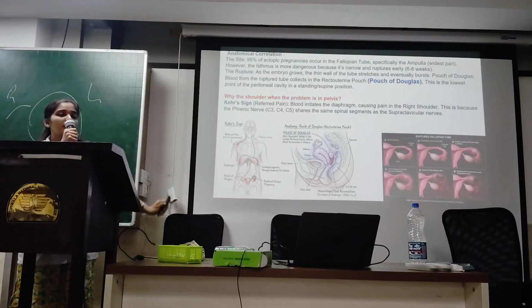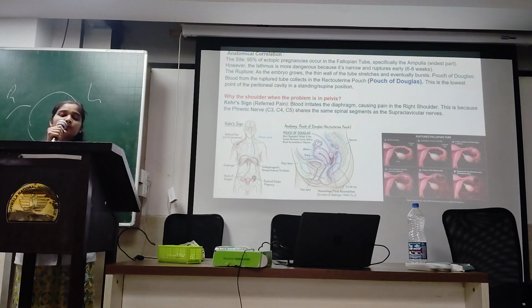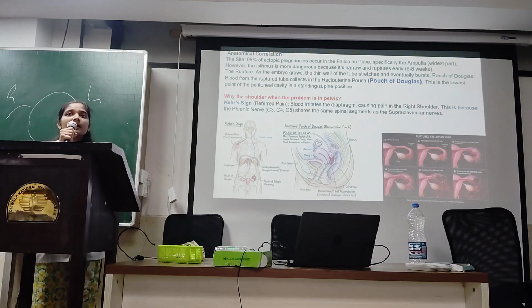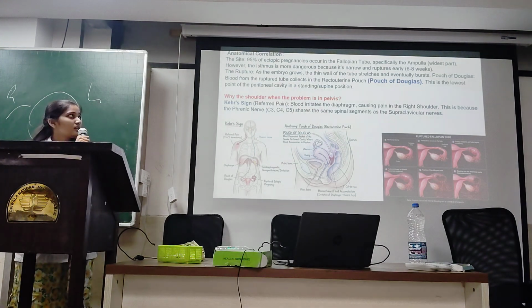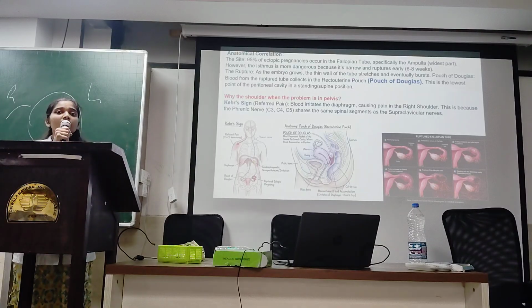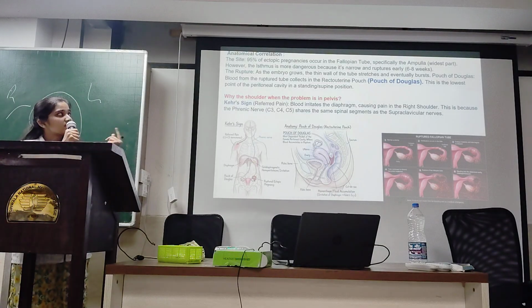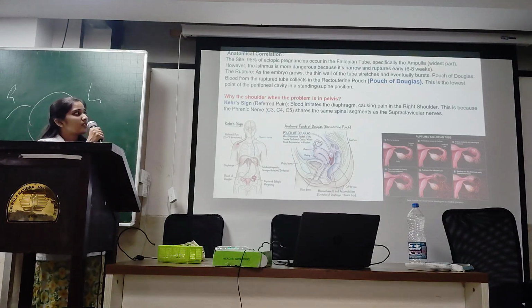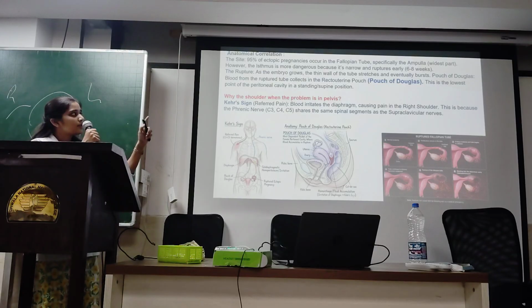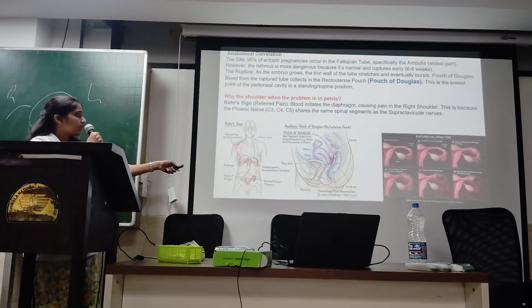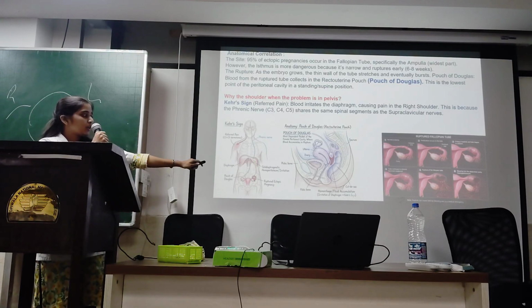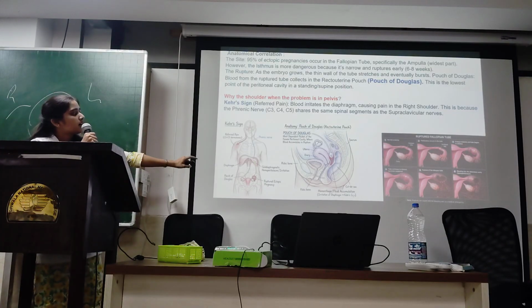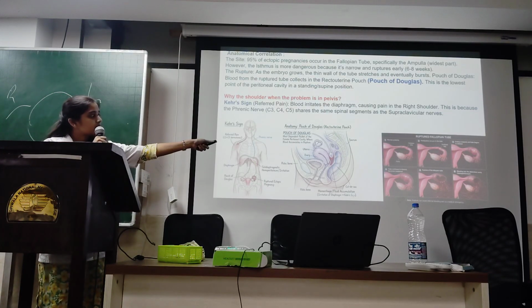Now let's see the anatomical correlation of the case. In normal pregnancy, fertilization takes place in the fallopian tube and the zygote moves to the uterus for implantation. But in ectopic pregnancy, the embryo grows in size in the fallopian tube and it stretches beyond its capacity and ruptures, leading to massive internal bleeding, and the blood collects in the pouch of Douglas, which is located in the lowermost peritoneal cavity in the female, as we can see between the uterus and the rectum.